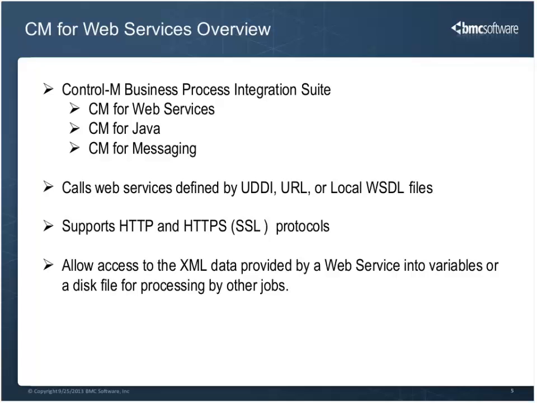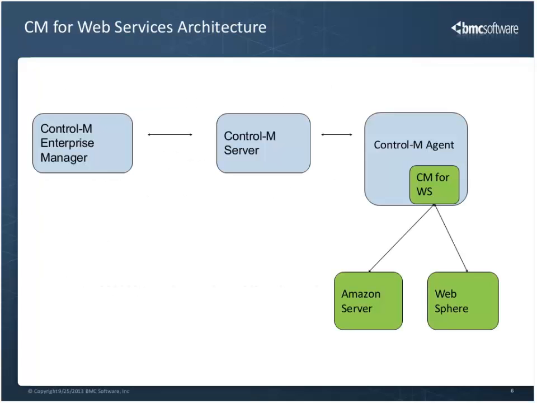Let's see where the CM for web services fits into the Control-M family of products. You configure the job in the desktop or planning domain. The job gets ordered by the Control-M server and submitted to the agent. The agent tells the CM for web services to call the service with particular inputs and waits for the XML formatted reply and provides that to the job for further processing.